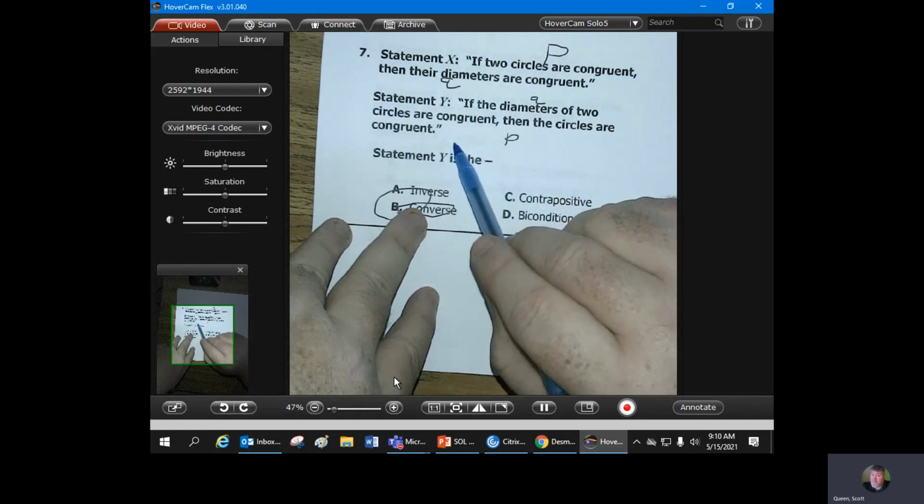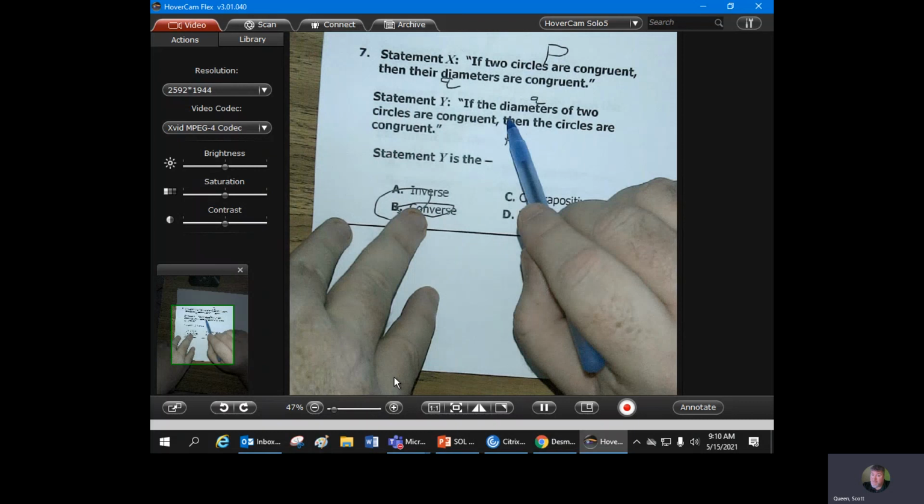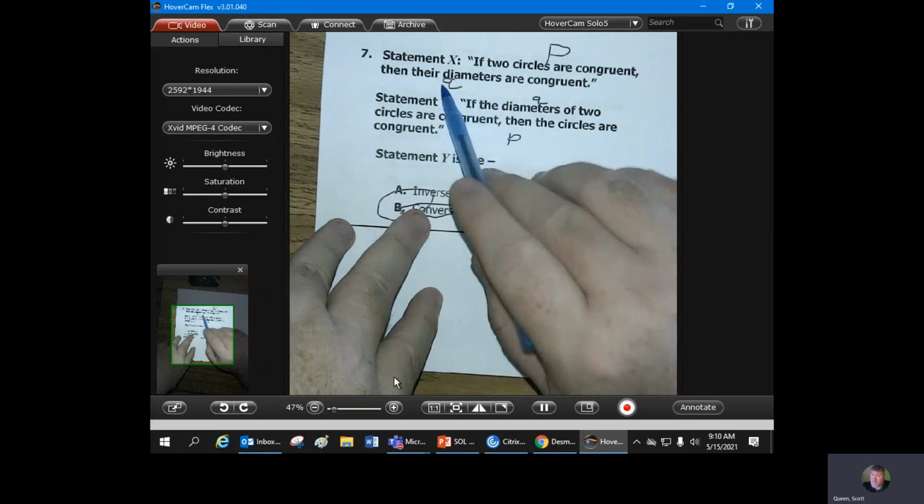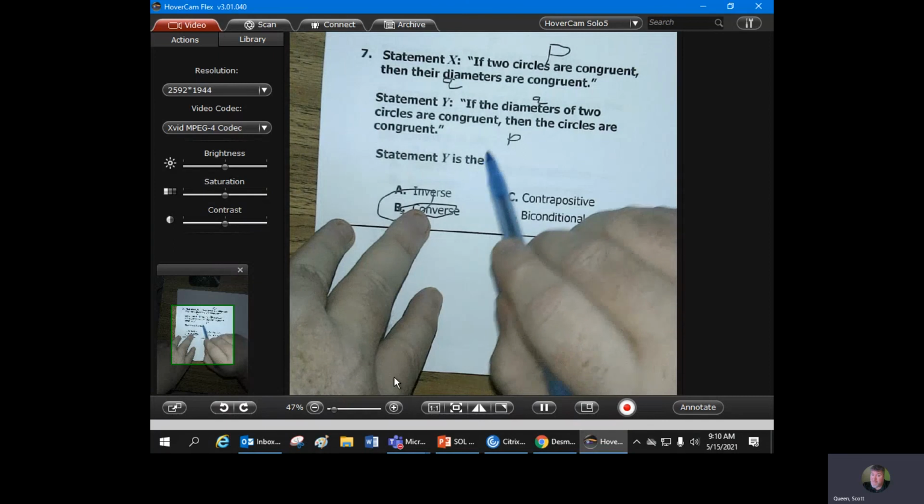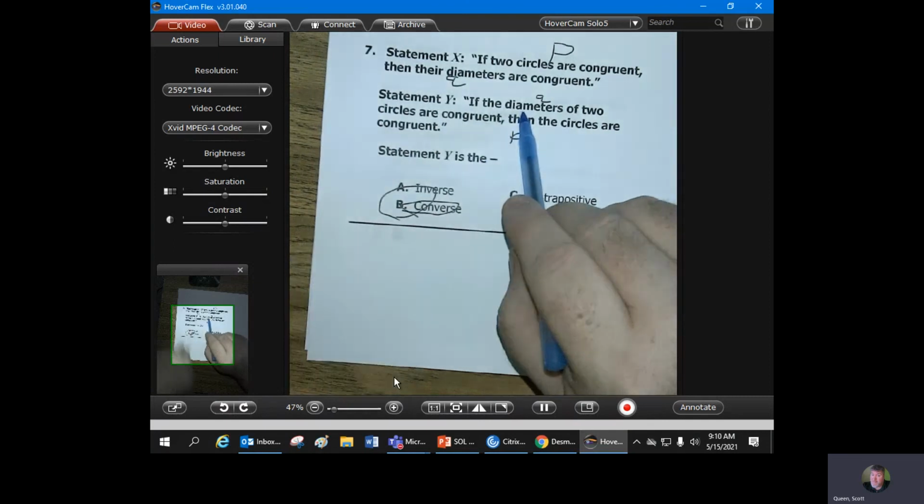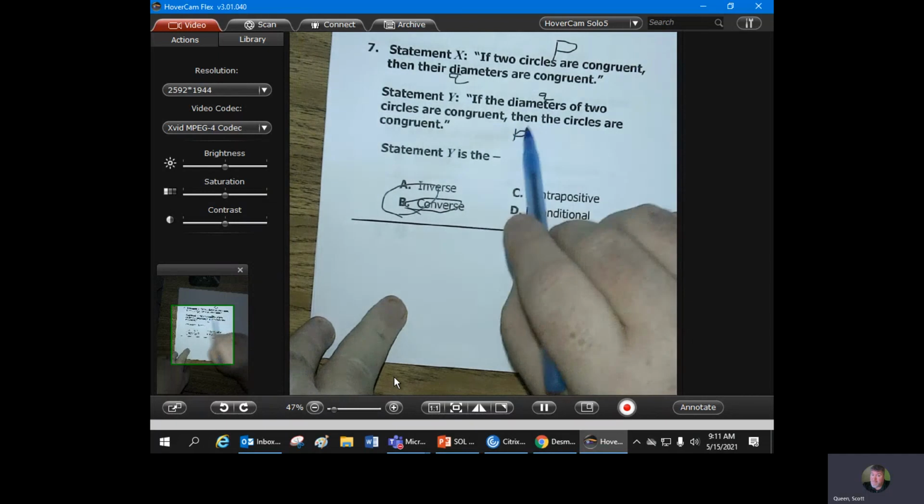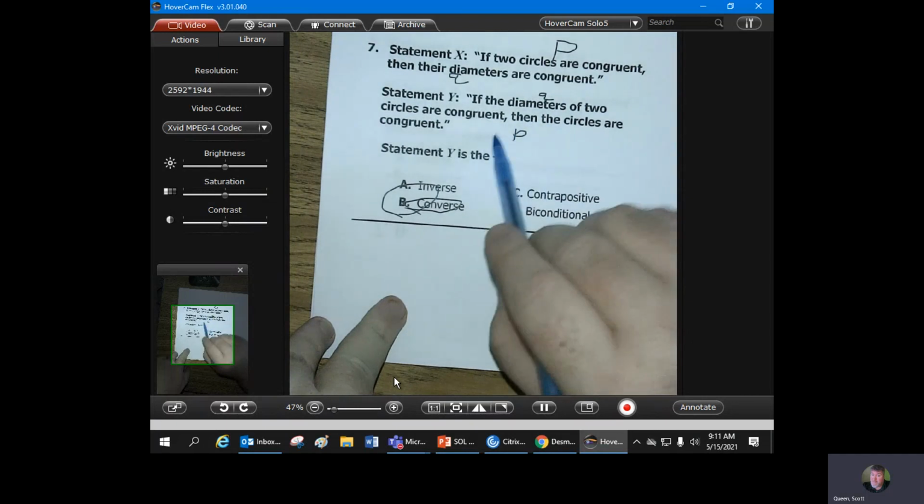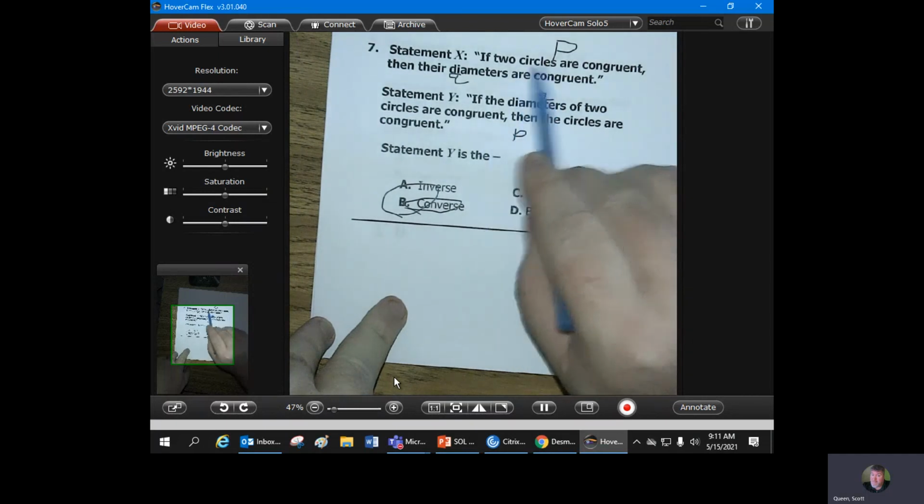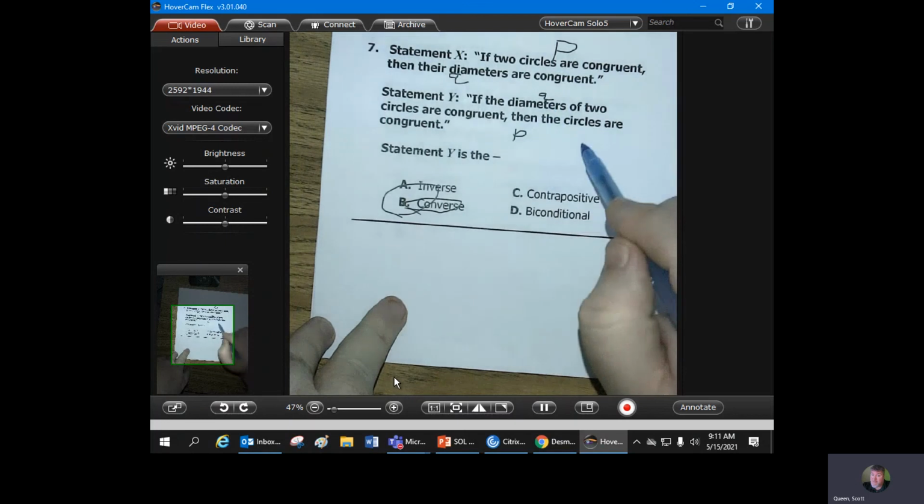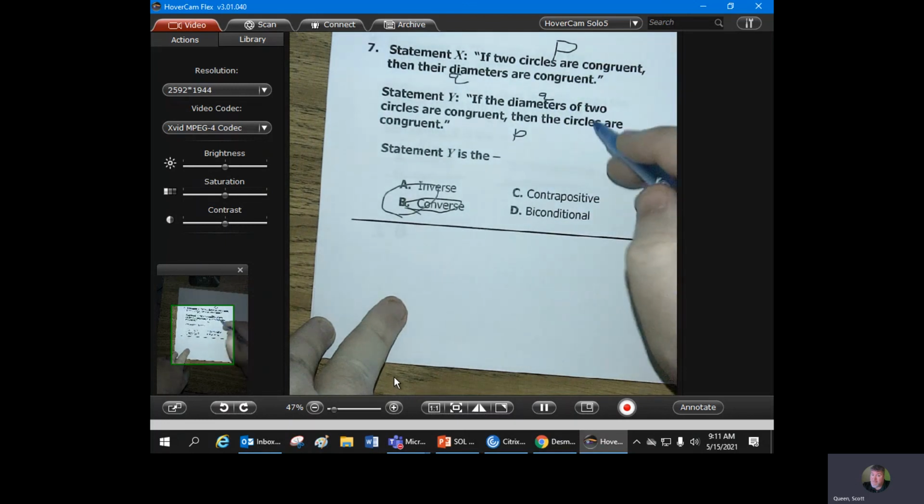I had to think about that one for a minute because they reworded some things, but that's okay. All right, so the Q up here was, then their diameters are congruent. So right here, they did say if the diameters of two circles are congruent. So that's our Q. Then they put here, then the circles are congruent. That's our P from up top, if circles are congruent. So they just reversed them, didn't they? So instead of if P, then Q, that's if Q, then P.